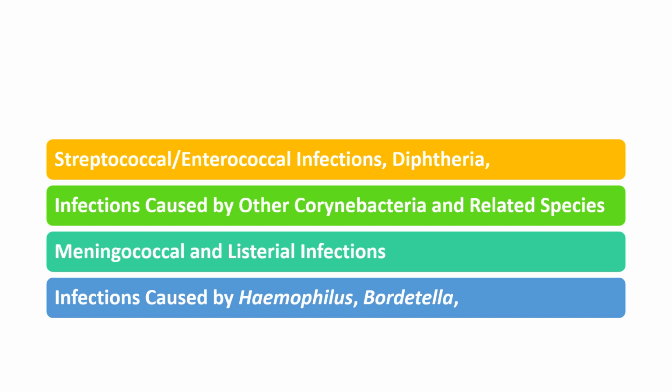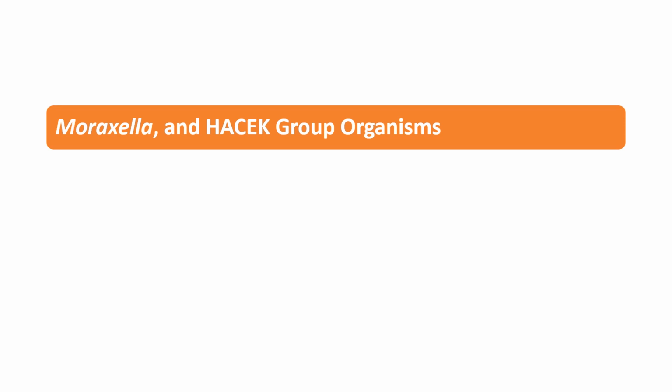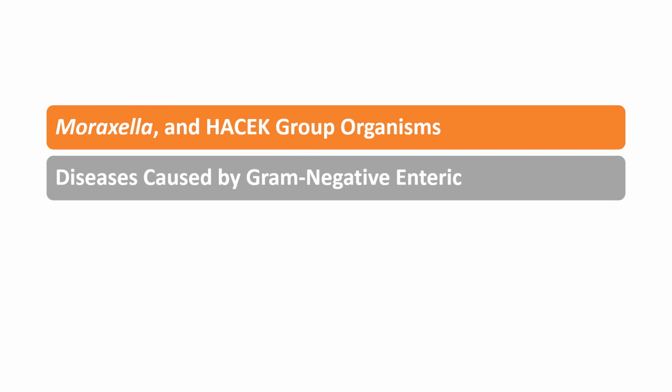Then comes the HACEK group of infection, the treatment, what type of treatment is given for HACEK group of organism, which drug is used in treatment of. Then comes the HACEK group of organism, Moraxella and the HACEK group of organism. Then comes the gram-negative bacteria, gram-negative enteric bacteria, and now thereafter comes the Pseudomonas.